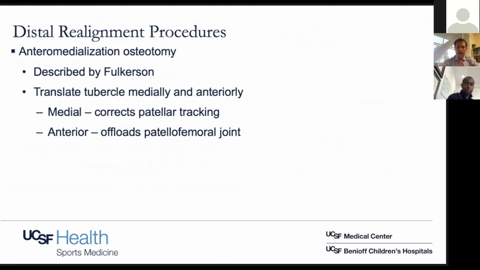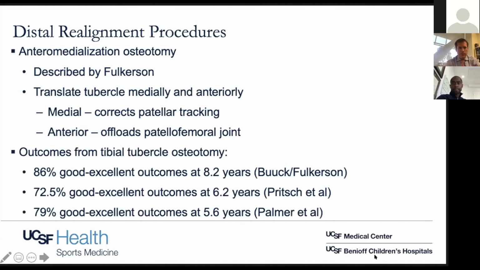All right. And then when we're looking at additional realignment procedures, most commonly it will be realigning the tibial tubercle. And this will be with an anterior medialization osteotomy. This was really described and popularized by Fulkerson, so the Fulkerson osteotomy. This allows us to translate the tubercle medially and anteriorly. The medial translation corrects the patellar tracking, and then anteriorizing offloads the patellofemoral joint. So you decrease contact forces.